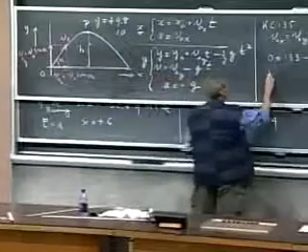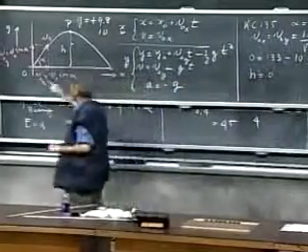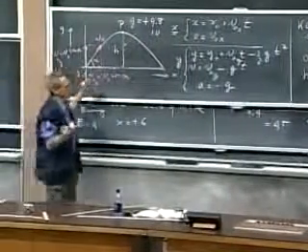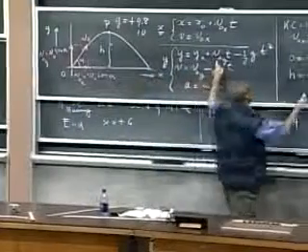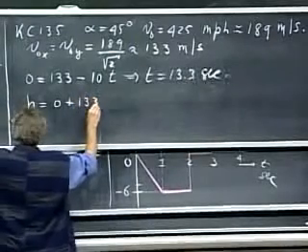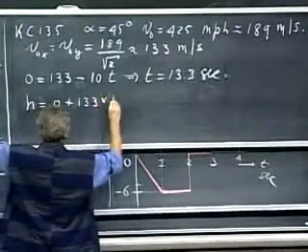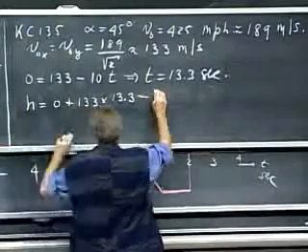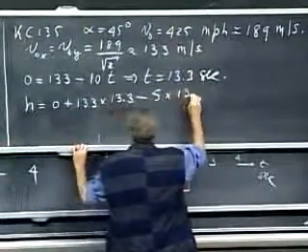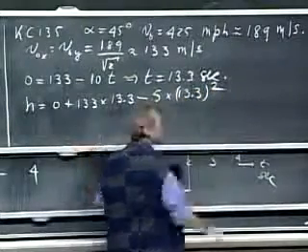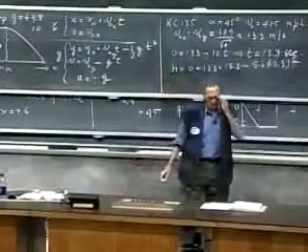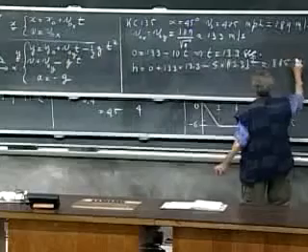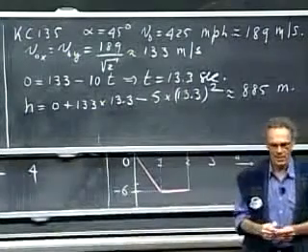I say h equals 0, because I'm going to define the point where the plane starts its trajectory. I call that y0, 0. I'm free to do that. h equals 0 plus 133, that is the speed, times 13.3 seconds, minus 1/2 times g, that is 5, times 13.3 squared. That is what h must be. And that turns out to be about 885 meters. I think I told you last time it's about 900.